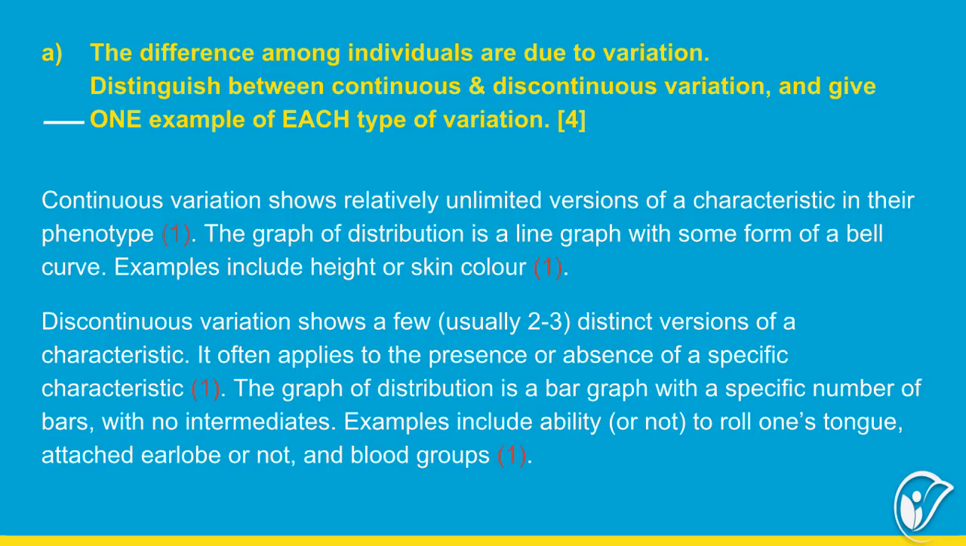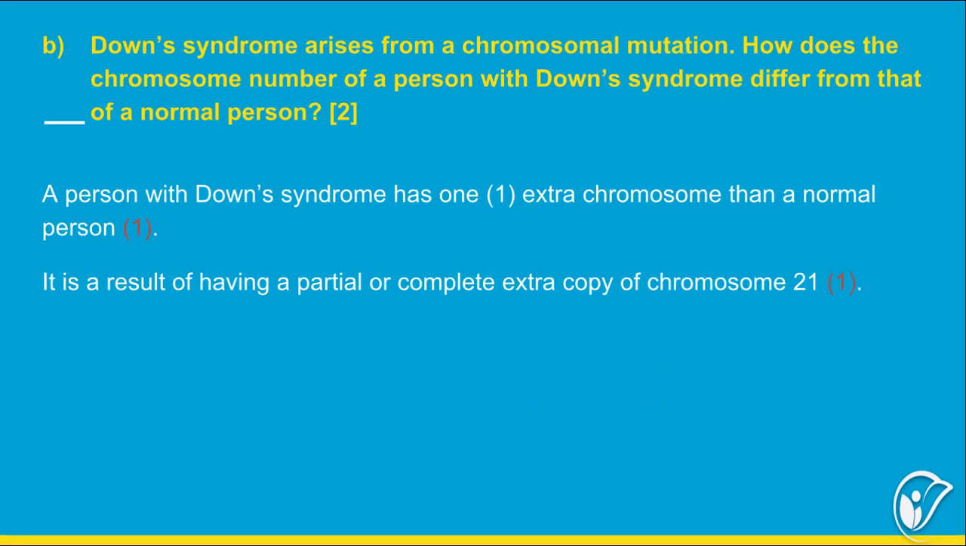Let's move on to part B. Down syndrome arises from a chromosomal mutation. How does the chromosome number of a person with Down syndrome differ from that of a normal person? Simply put, a person with Down syndrome has one more chromosome than a normal person. This is the result of having a partial or complete extra copy of chromosome 21. And that's it for Part B.